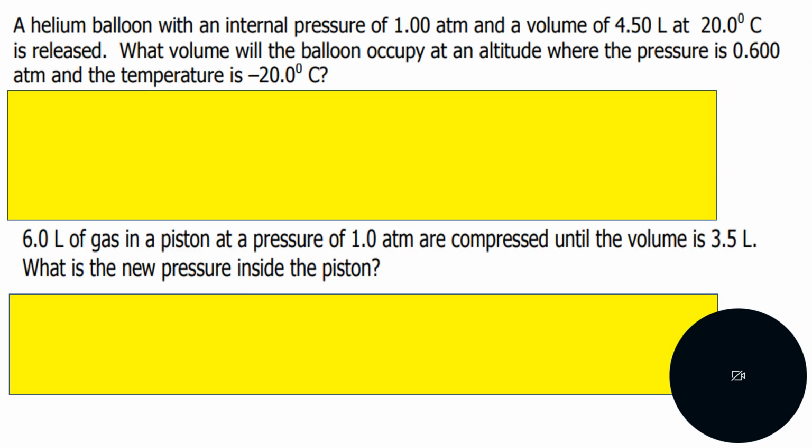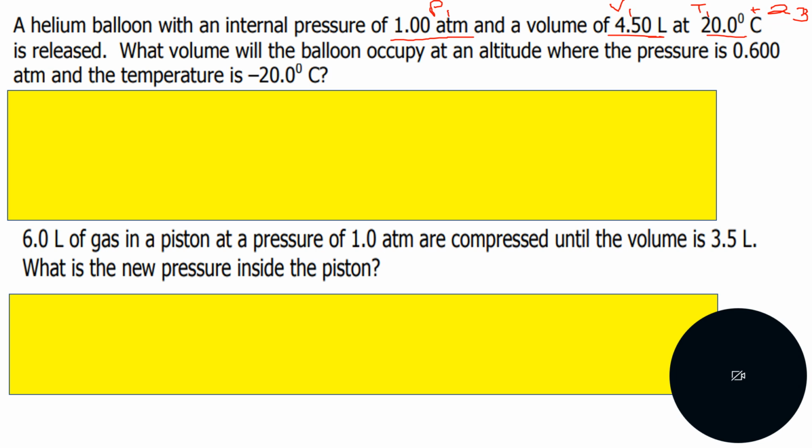Looks like some more gas law problems. So in this case, we have an internal pressure of 1 atm and a volume of 4.5 liters. That's our volume, and it's at 20 degrees Celsius. So again, add 273 right off the bat to get it into Kelvin. That will be temperature 1.